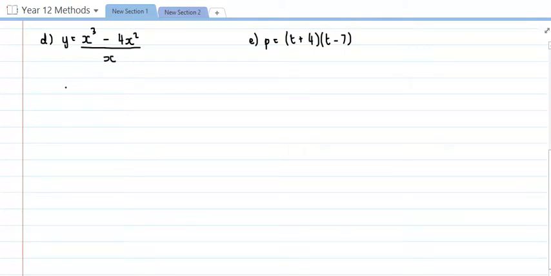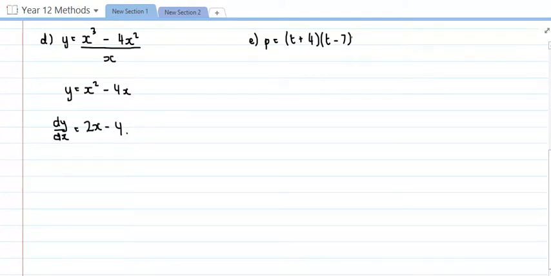So first things first, it's going to be y equals x to the power of 2 minus 4x. Okay, so I've divided each of the terms by x. And now I can figure out dy dx. So it becomes dy dx equals 2x minus 4.